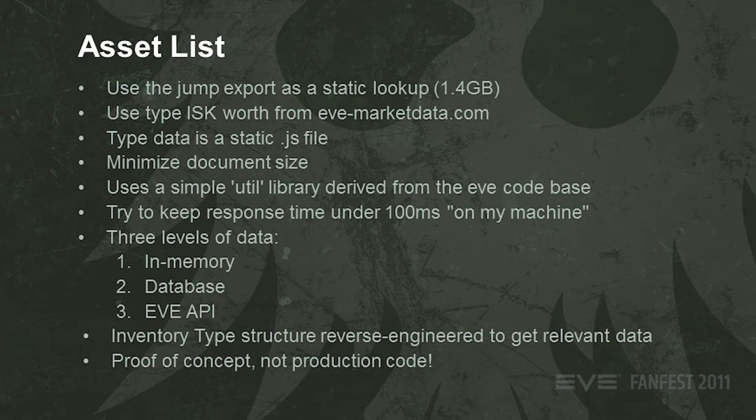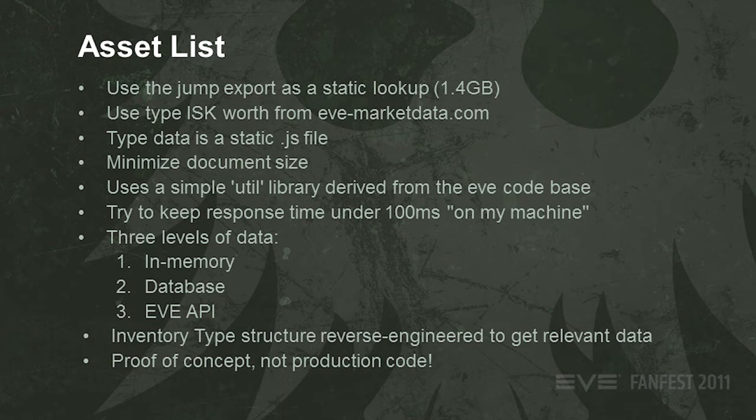And there are 3 levels of data that we are dealing with here. That's in-memory data, there's the database, our local database, local storage, and then the Eve API. And inventory type structure reverse engineered to get relevant data. I know all this stuff, so this was not reverse engineering for me, but for you guys, then this is something that you have to do.